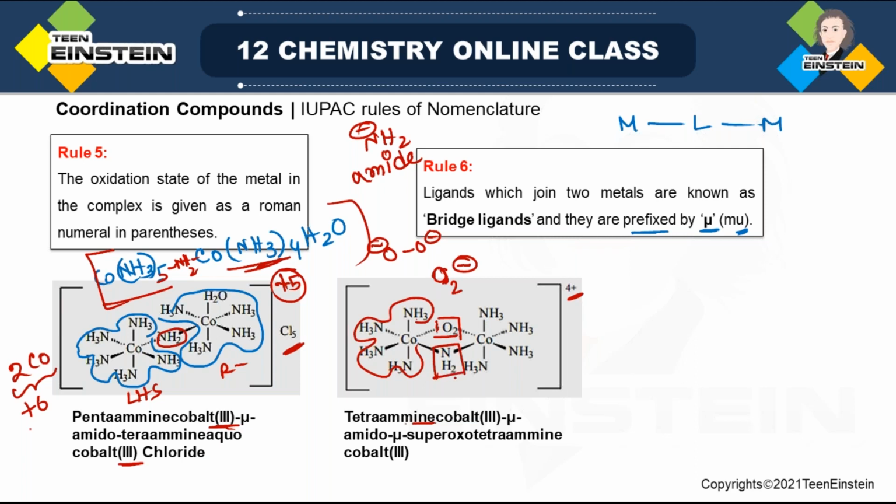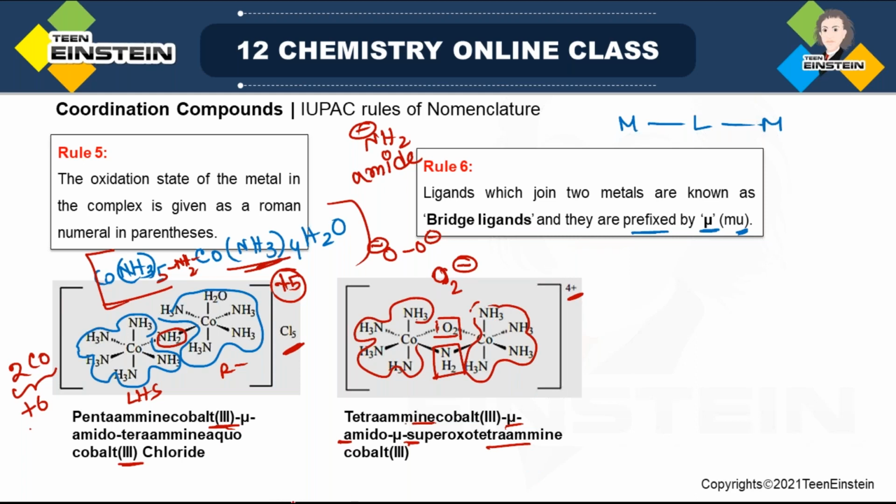One is superoxo, another one is simple amido, that you have already seen in the previous example, how amido is the bridging ligand. So on the left hand side, first you will write tetraamine cobalt(III) and then mu-amido, mu-superoxo. Two different bridging ligands. So mu is coming twice, and amido comes alphabetically before superoxo, so that is why we have written it first, then superoxo. And after that, the right hand side part, which is again tetraamine cobalt(III).